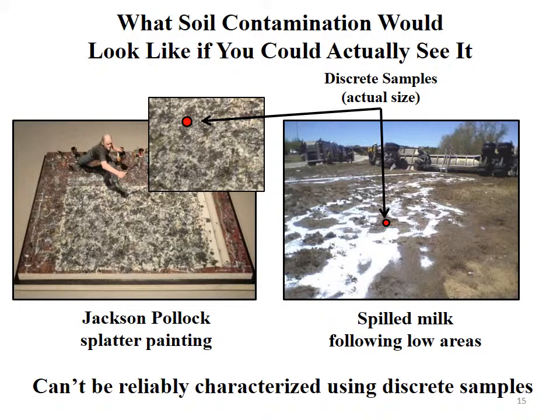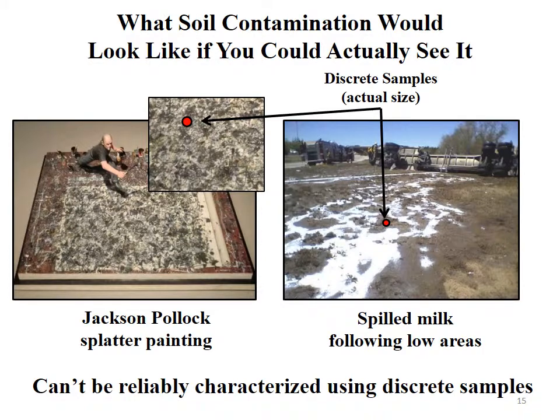On the right-hand side is a picture of a milk truck that was flipped over. You see how heterogeneous the milk spread is through the soil. The red dot again represents a single discrete sample, and imagine trying to map out the contamination with discrete samples here. It'd be completely random. You'd find some spots and you'd miss others, but if this was invisible, you'd really have no clear idea of what the actual contaminant distribution looked like.